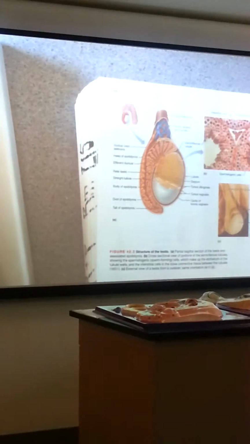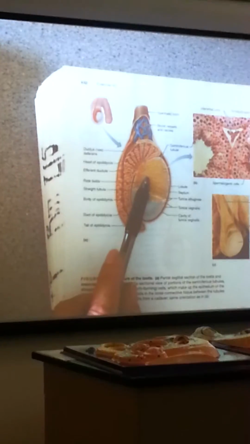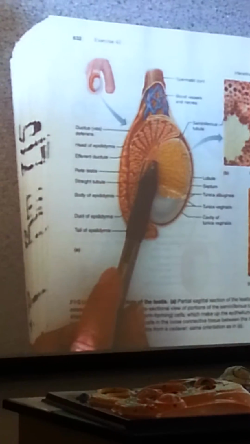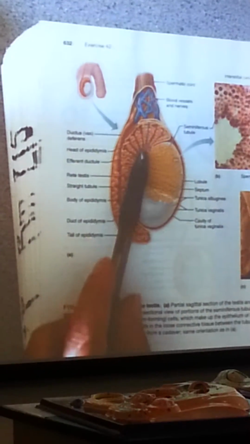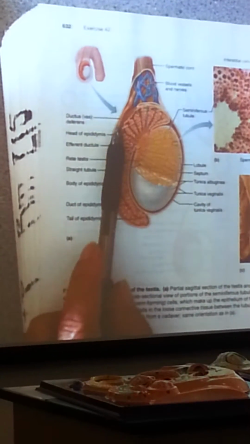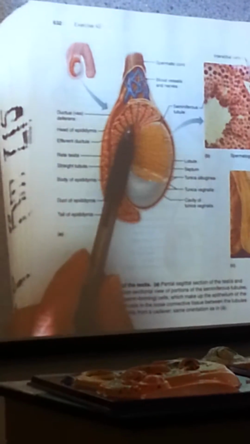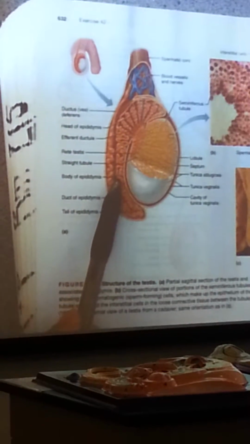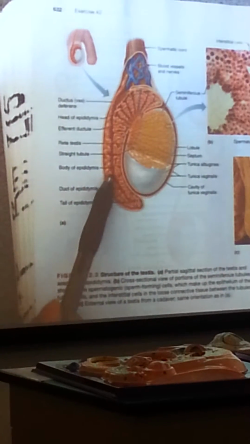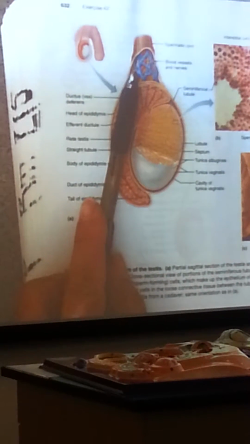This again shows the seminiferous tubules in here. They all go back through the straight ducts into the rete testis, out efferent ductules into the epididymis. This is where the sperm capacitation takes place. It starts to mature. It takes about 2 weeks. It goes from the head to the body to the tail of the epididymis, up out into the vas or ductus deferens.